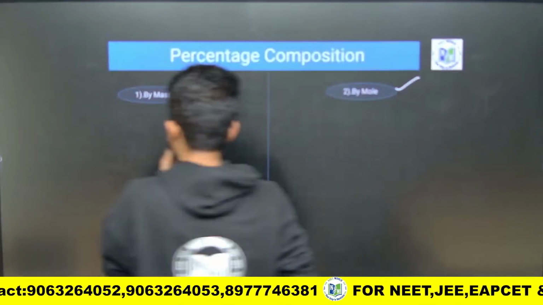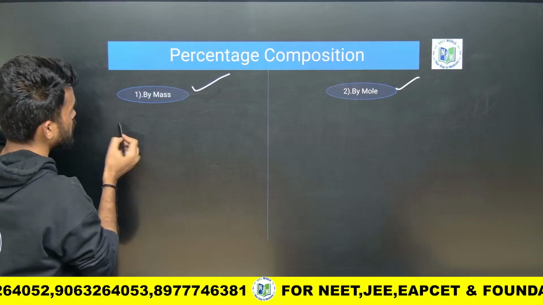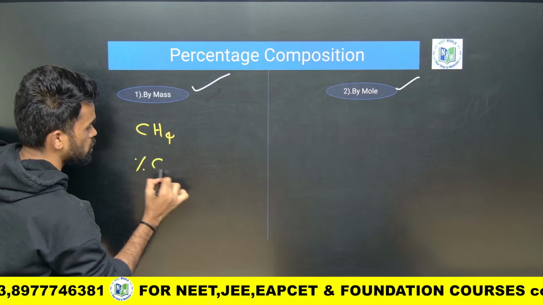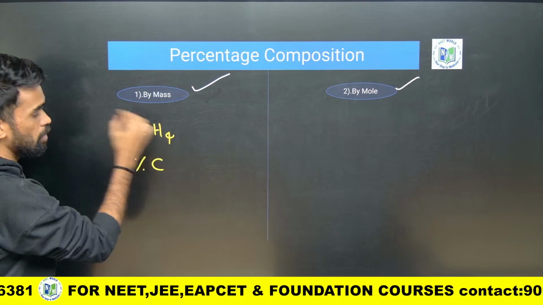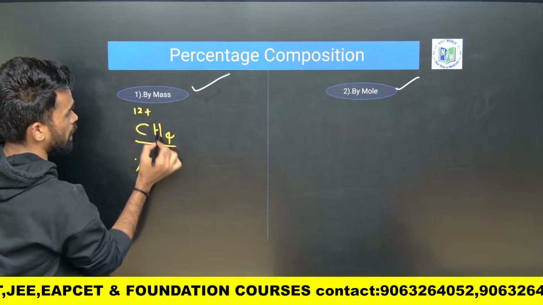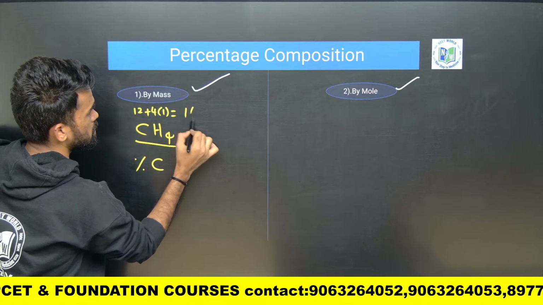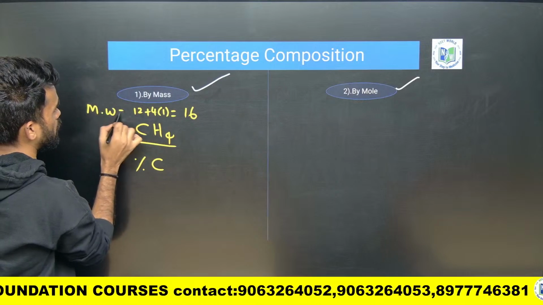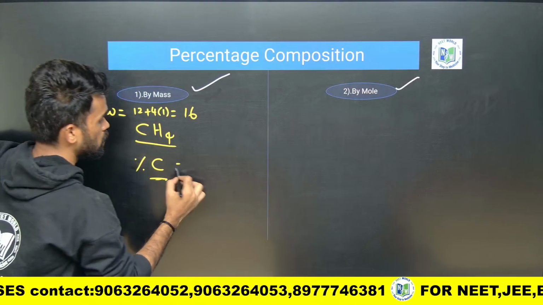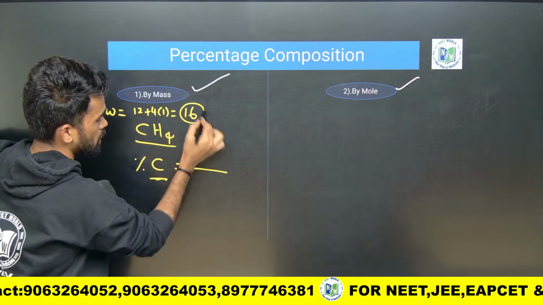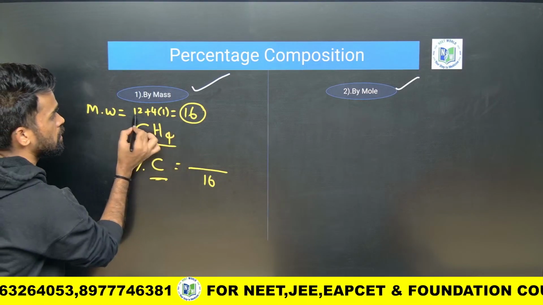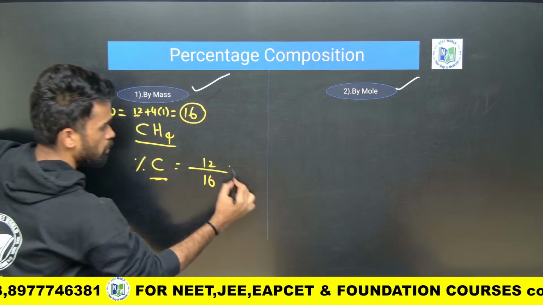So what exactly is by mass? See, let us take methane. What is the percentage composition of carbon by mass in this methane? So we know the molecular weight of methane. For carbon it is 12, for hydrogen 4 into 1, so overall it is 16. Now I am asking about the percentage of carbon in this methane. So what is the total weight of this methane? 16. So take the total weight in the denominator, that is 16, and what is the weight of carbon in this 16? That is 12. So take it in the numerator and multiply with 100.